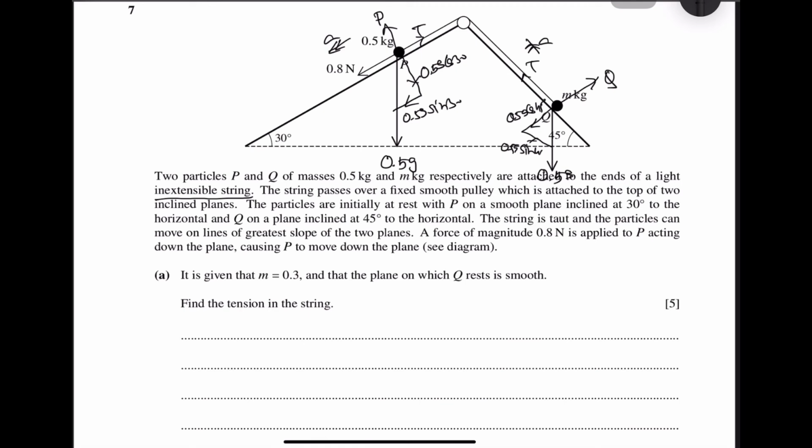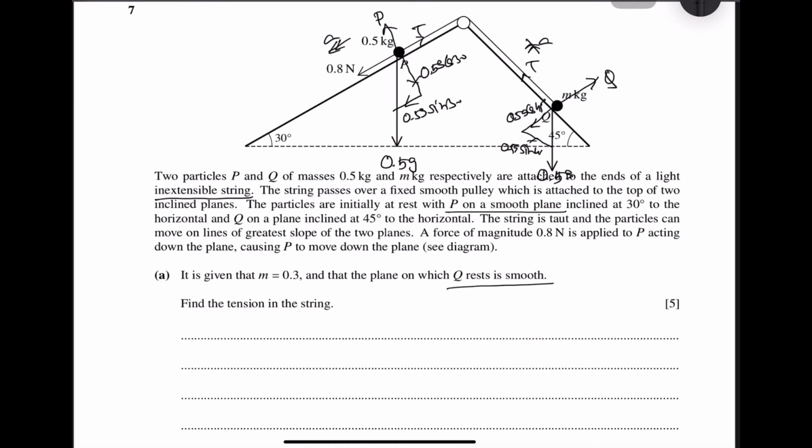A force of 0.8 Newton is applied to P, acting down the plane, causing P to move. It is given that mass is 0.3, and both planes are smooth in this section. Q rests on a smooth plane, and P is also on a smooth plane. Okay.